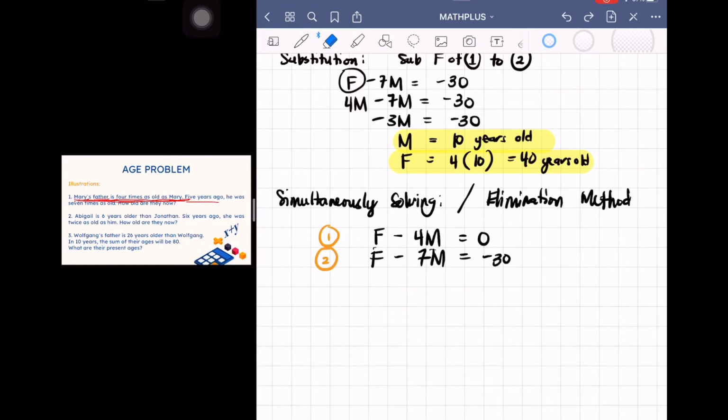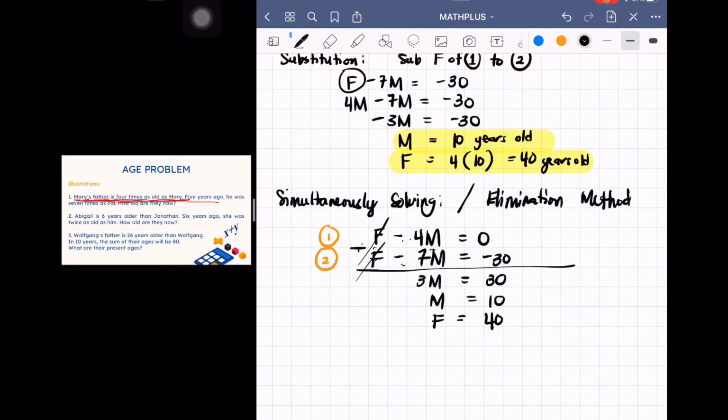So to be able to remove f, since they are both positive, you have to subtract the equation. So subtracting, you get f minus f, that's 0. That way, we eliminated f. Negative 4 minus minus, so that's positive. Negative 4 plus 7, that's positive 3m. Equal to 0, negative, negative, so that's positive. 0 plus 30, so that's positive 30. Dividing both sides by 3, you get m equal to 10. And again, the father's age should be equivalent to 40. This is how you do it with elimination method.